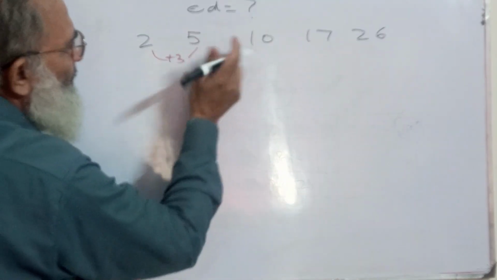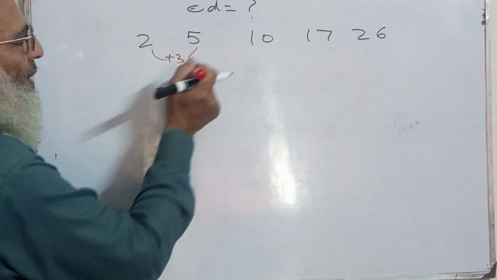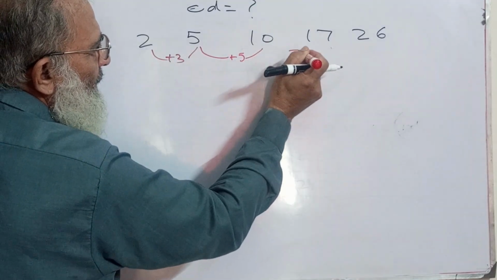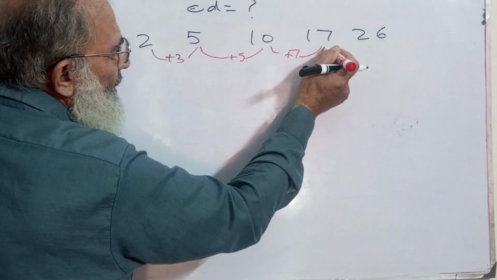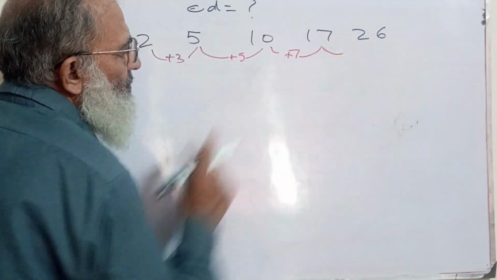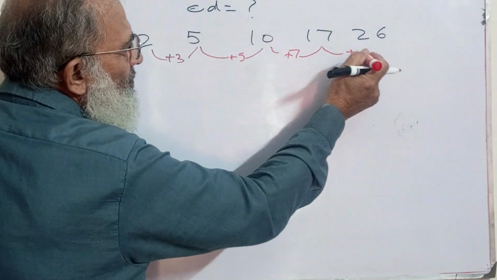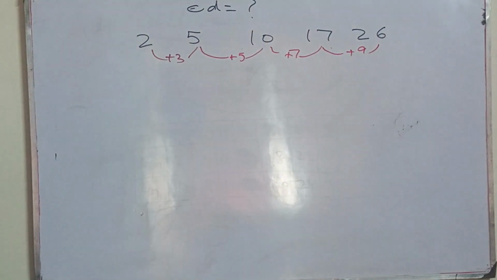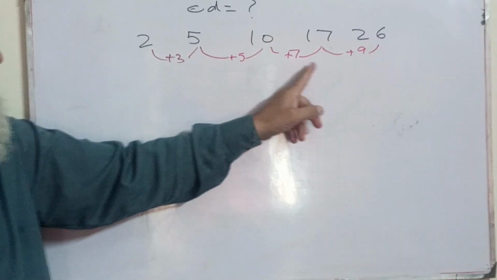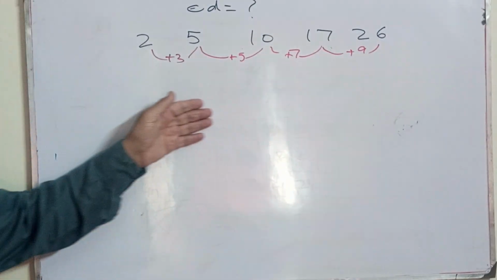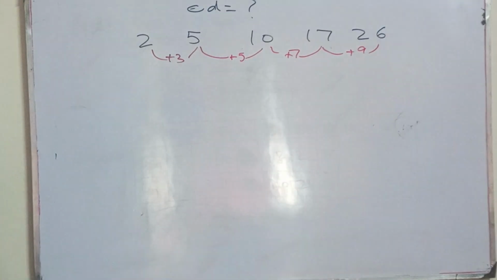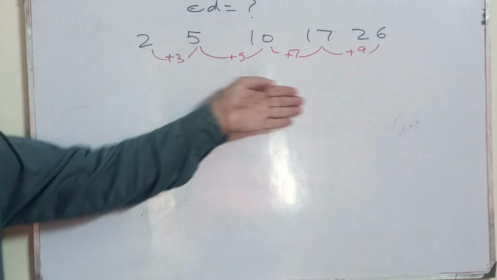So 5 plus 5. Oh, what happened here? It is plus 5, it is plus 7, it is plus 9. And it will be going further like this. You see that there is no common difference in between them. First it came 3, then 5, then 7, then 9. It is obvious that it is not the common difference.